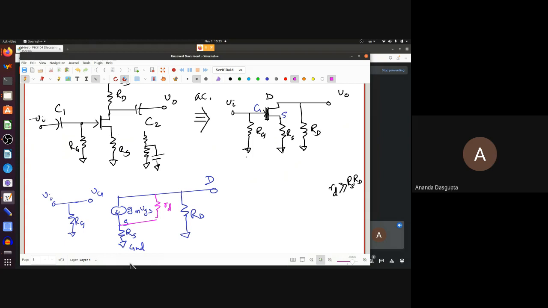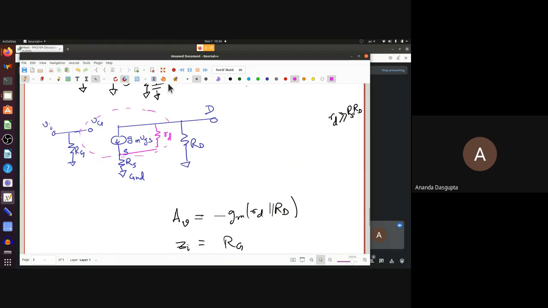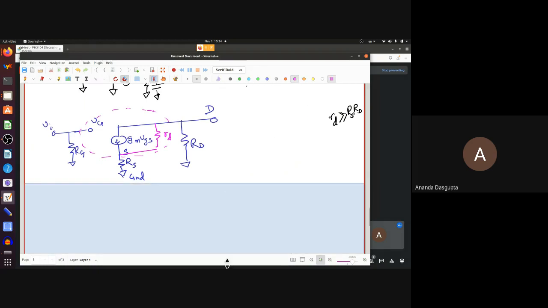Is this equivalent circuit clear to everybody? This part is essentially this, but the source is no longer grounded, so the source has to be connected to the ground through the RS, not shorted. So that's it. Now what we need to do is calculate the ZI, ZO, and AV for this circuit. So how do you calculate ZI for this? Quickly, somebody tell me what the ZI is.